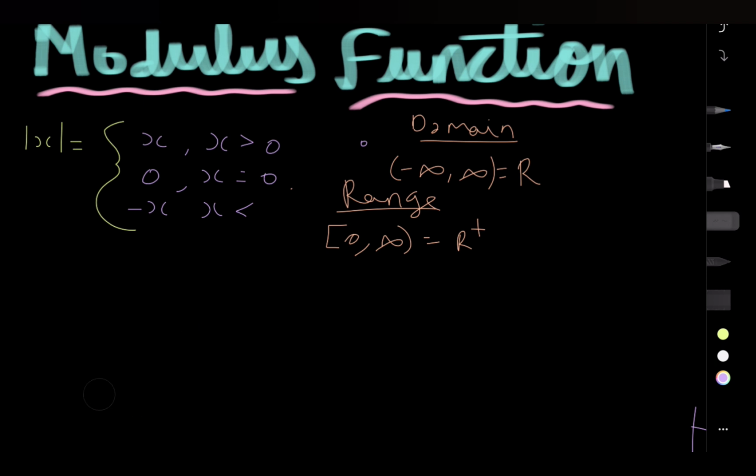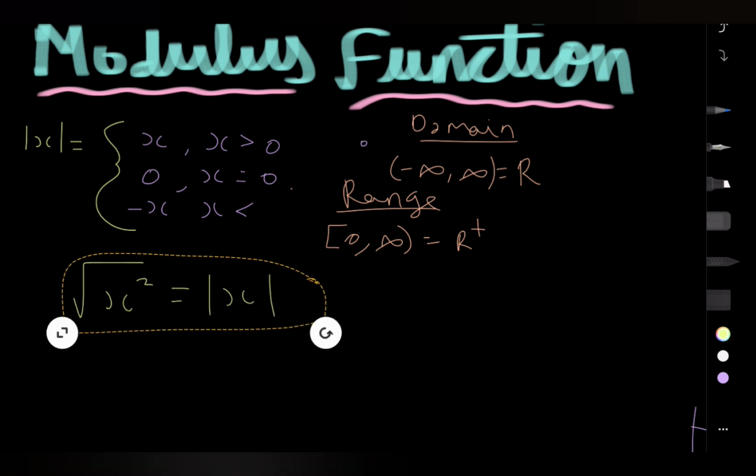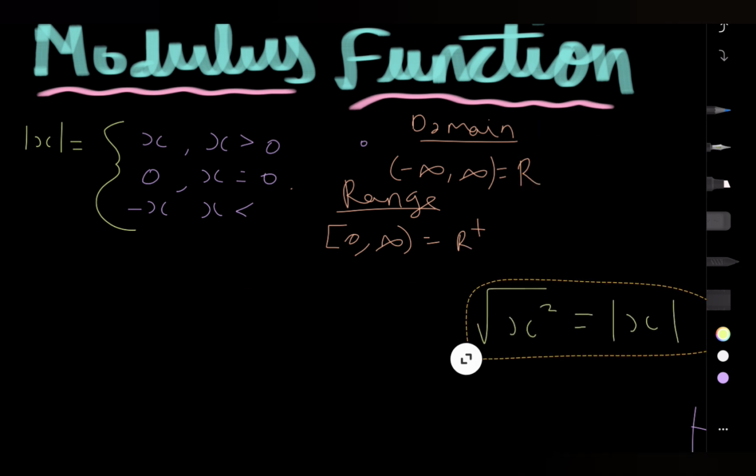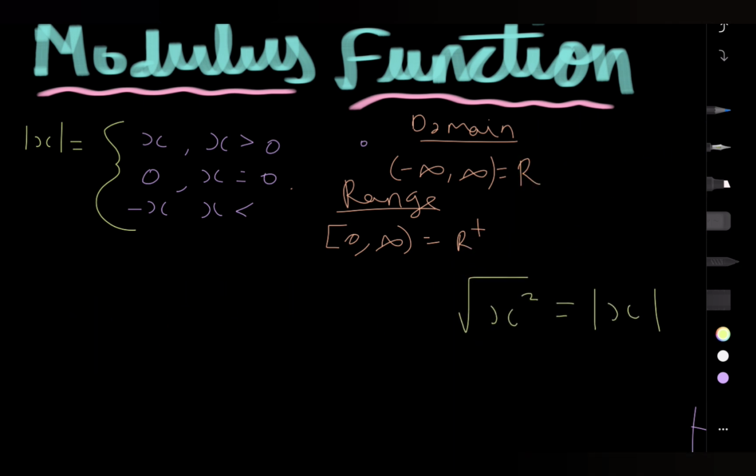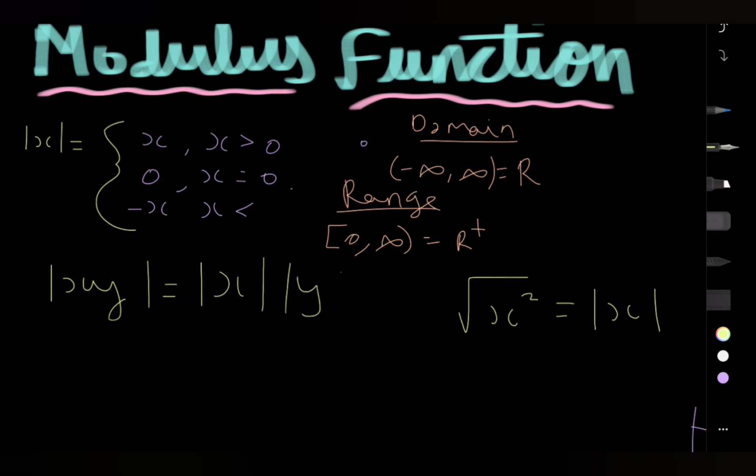So the first property of the modulus is root over x square, which is equal to mod x. Root over x square is equal to mod x. Very important and simple property. The next property is modulus of xy, which is equal to modulus of x times modulus of y. Next, the same in division: modulus of x divided by y is equal to mod x by mod y.